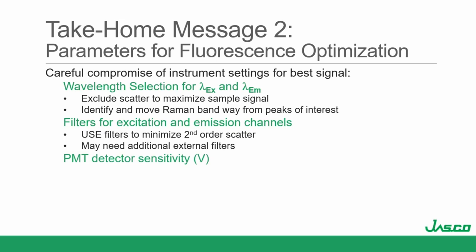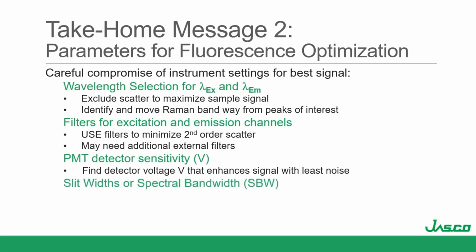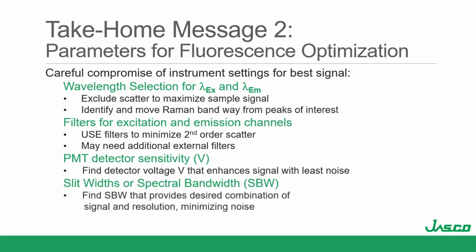PMT detector voltage. People, please make sure that you find that detector voltage that enhances the signal with the least noise. I'm amazed at how many folks just don't play with that much. Do that and you can really get excellent fluorescent data, especially if you work in combination with the slit width spectral bandwidth setting, right? Find that spectral bandwidth that provides the desired combination of signal, resolution, and minimizing noise, right? And working with all these together, I hope you find greater success in your basic fluorescence experiments.